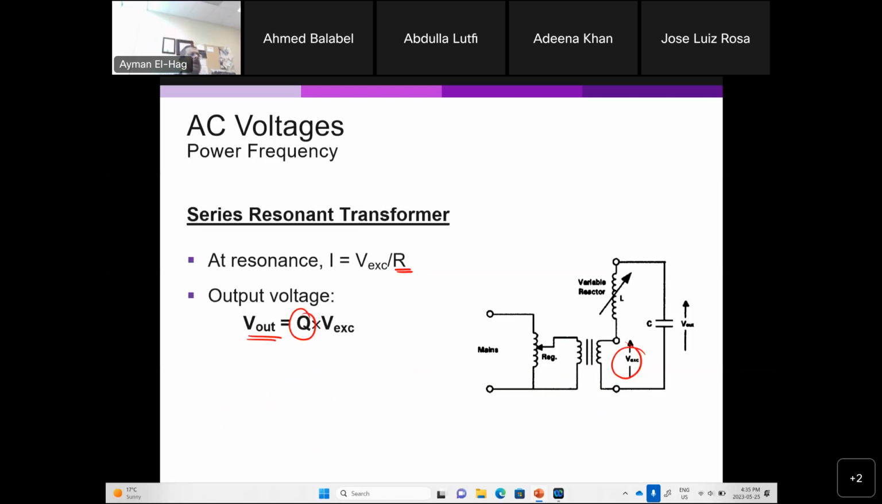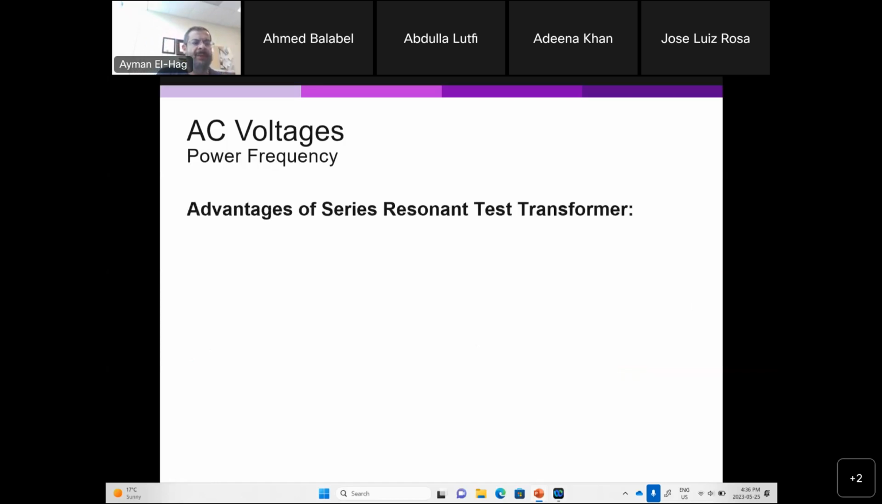And as I always say to the students, in any passive circuit, your output is always less than input. Always. Unless you have an active circuit, your output is always less than input, except for a circuit at resonance. At resonance, your output voltage is higher than your input. So this is ideal, especially for testing cables, because cables have very high capacitance, and you want to cancel their impact to reduce the size of the equipment.